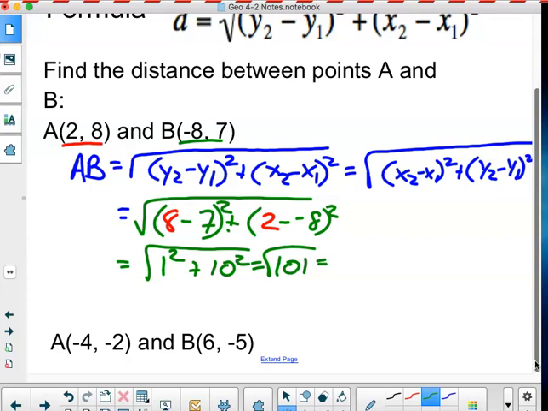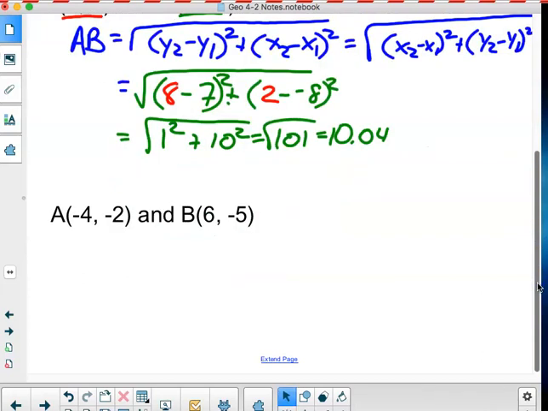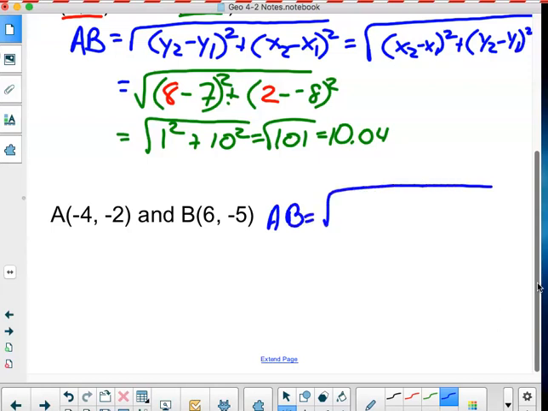Anybody got a calculator? Got it going? 10.04. Wow, cool. Y'all okay with that value? All I want you to do, I don't care which version of the formula you use, it's the same there. So we're just going to write it down as you got AB. Go ahead and use this one since, you know, I did the other one.